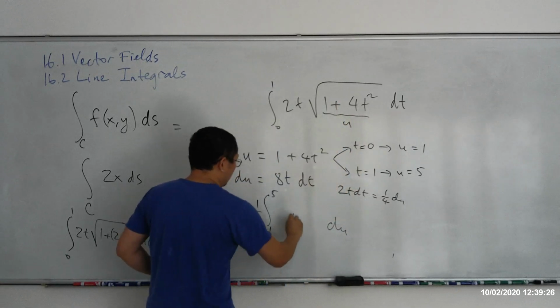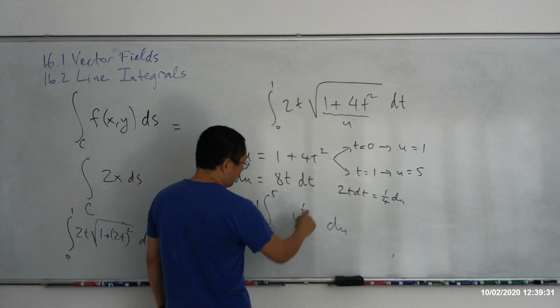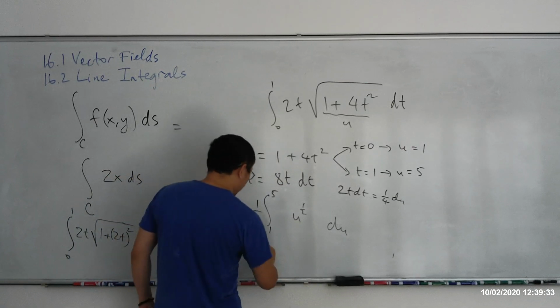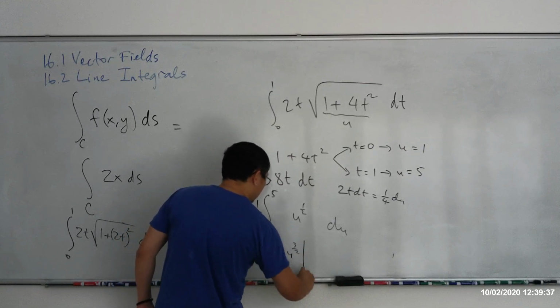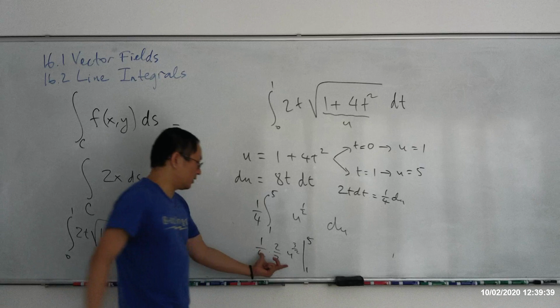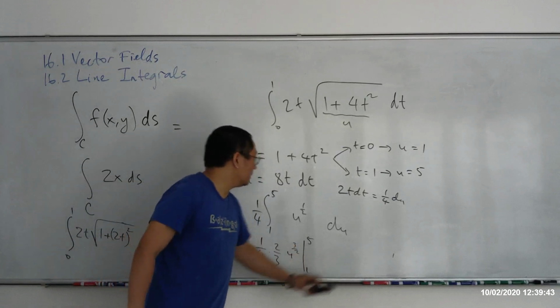Okay, integrate u to the 1/2. Plus 1 in the exponent, I get 3/2, so 2 over 3 times 1 over 4, and 2 over 3, u to the 3 over 2, integral from 1 to 5. I'll stop right here. You guys look at the numbers, you have the answer.